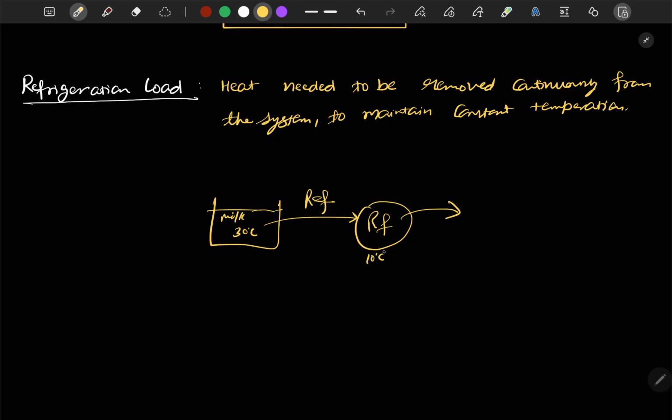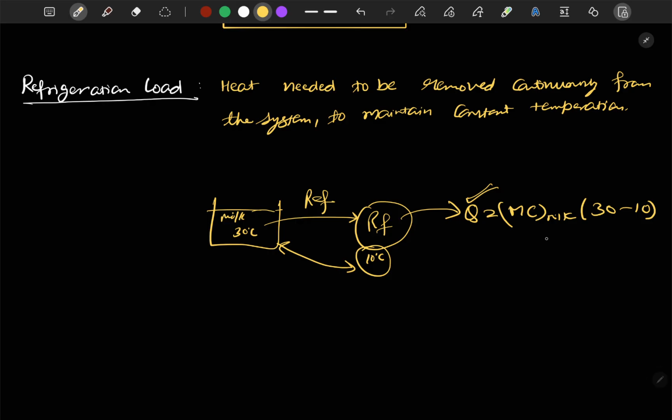So your refrigerator must remove this amount of heat. If the inside temperature of the refrigerator is, let's say, 10 degrees Celsius, then there will be some heat, and the required heat Q is equal to m c of milk into delta T, that is 30 minus 10. This amount of heat your refrigerator must remove. So this heat removed is known as refrigeration load.